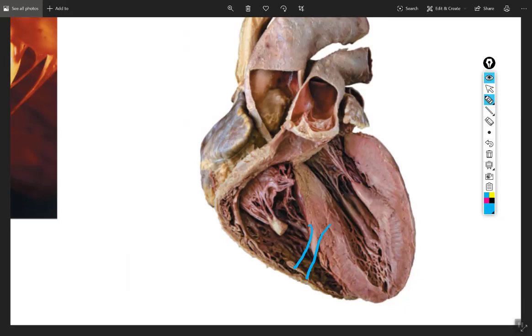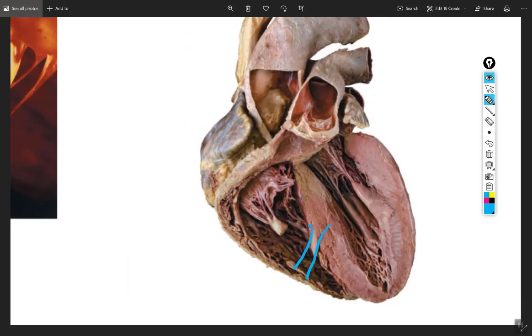The moderator band is made of cardiac muscle, and it's there to put tension on the wall of the right ventricle, both to help coordinate its contraction with that of the left ventricle, but also to help prevent the right ventricle wall from overstretching during filling. So it's both a coordinator and a stretching preventer. So it would look like that, like this little blue outline I've made here. Okay, and that completes the internal anatomy of the heart.